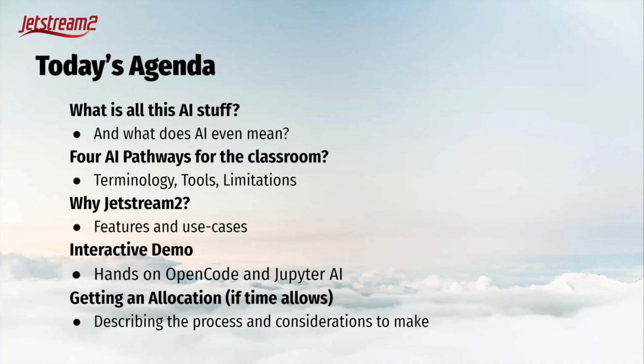If you provided your access ID to us before or during the registration process, we've already added you to our training allocation, and we'll help you get launched into that and running our demo with us. And then finally, if time allows, I can briefly talk about getting an allocation. I know this was talked about in the previous Getting Started on Jetstream2 workshop, so we probably won't get to it, but I just wanted to have those slides there just in case people missed that.